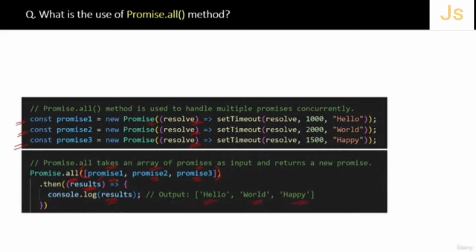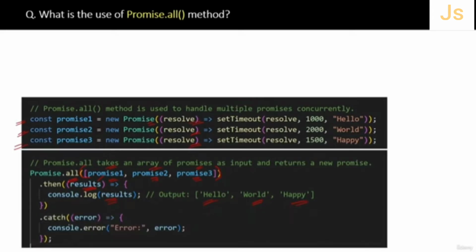But if any one promise fails or is rejected, then the catch function will be executed immediately. For example, if promise 2 fails, then promise.all will not wait for promise 3 and will execute the catch function immediately. And if you notice, the promise.all function returns the result like a single promise only.